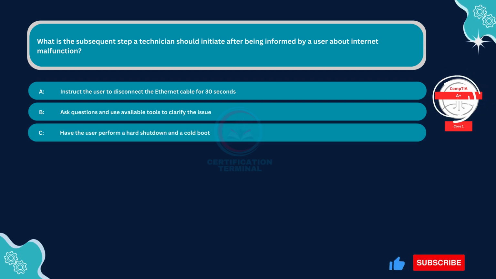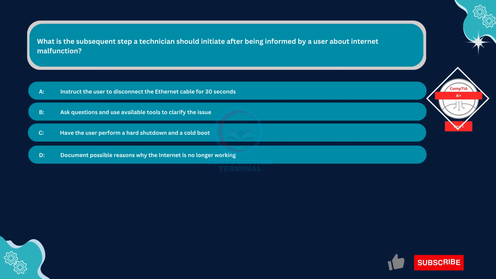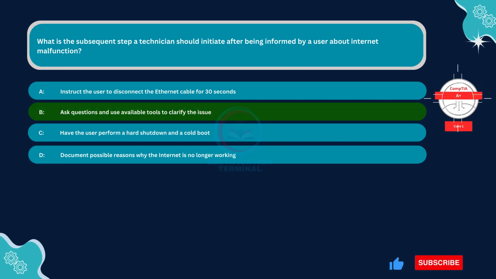Option C. Have the user perform a hard shutdown and a cold boot. Option D. Document possible reasons why the internet is no longer working. The correct answer is Option B. Ask questions and use available tools to clarify the issue.